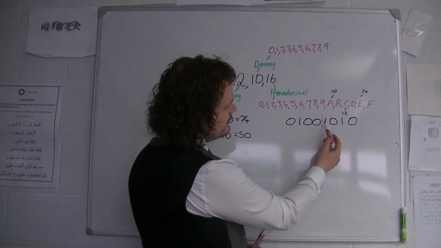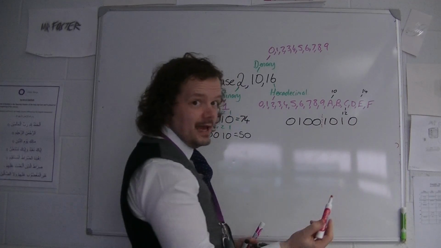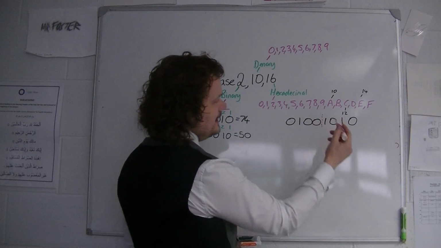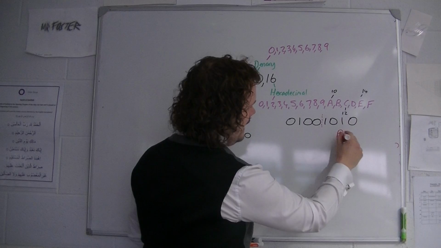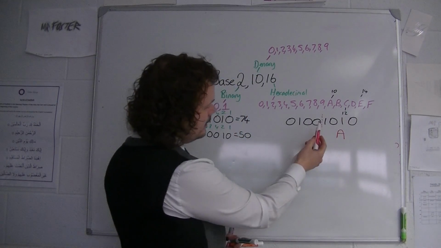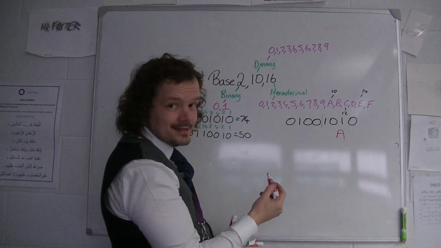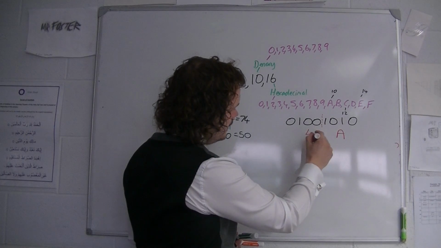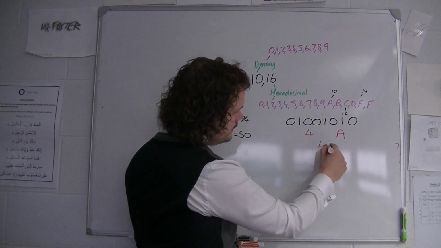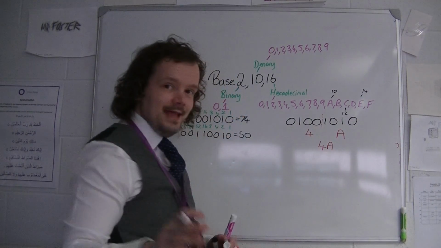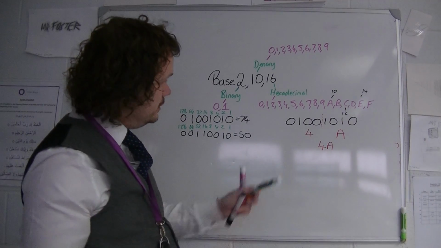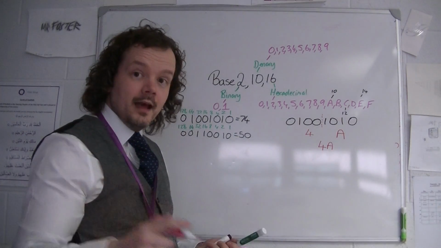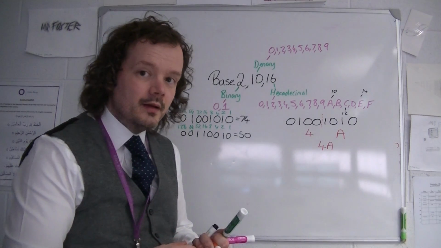So, on this side we've got an 8 and a 2, which is 10. Now in hexadecimal, we know that 10 is an A. So that side will be A. Okay, and then here, 1, 2, 4. So that side is a 4. We'll put a 4 there. Put those 2 numbers next to each other, and 4A is the hexadecimal version of that. Now, if you think, well, that can't possibly work, let's check it out.